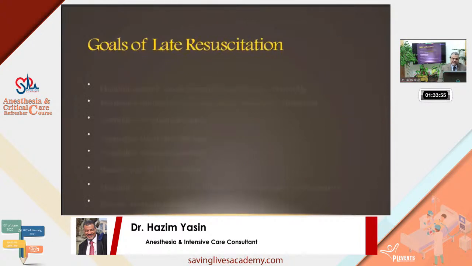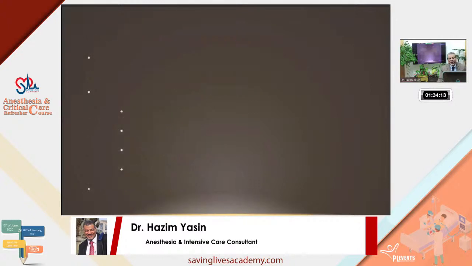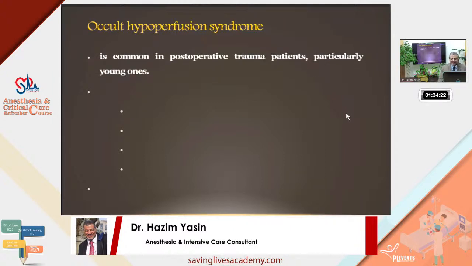The goals of late resuscitation: maintain blood pressure above 100 and above individual transfusion, normalize coagulation, normalize electrolytes, normalize body temperature, restore normal urine output, maximize cardiac output if, of course, we have the Swan-Ganz or the transesophageal echo, with our professor, Dr. Ashraf, who will help us. Dr. Waleed can help us in transesophageal echo and the follow-up of the fluid status in the ICU, post-operative or intraoperative.